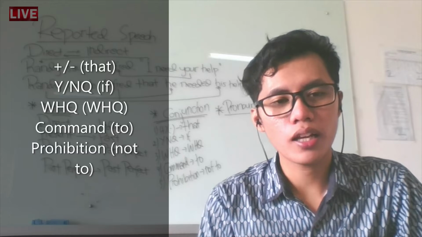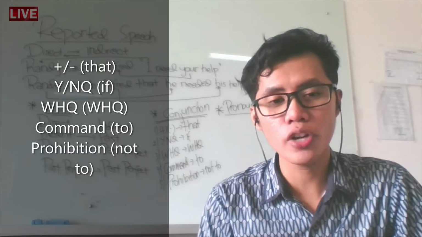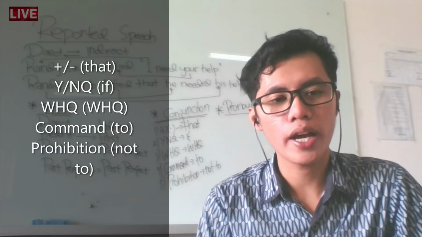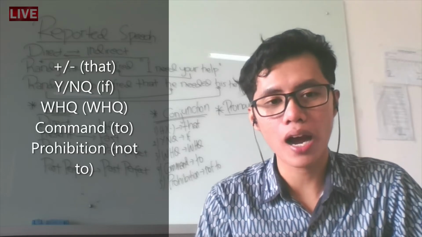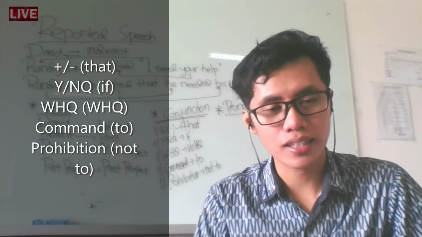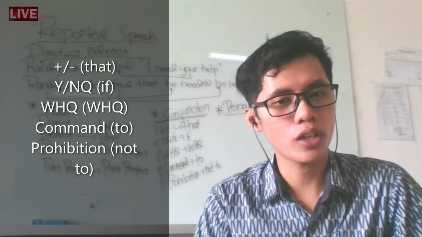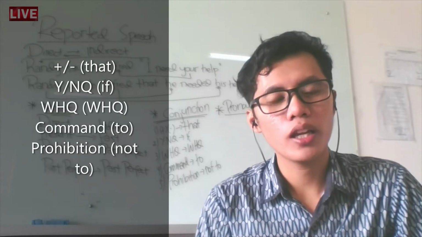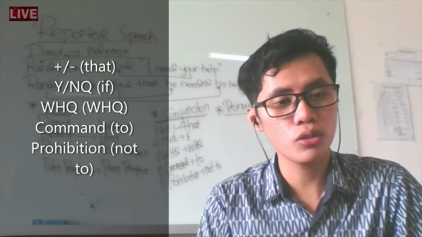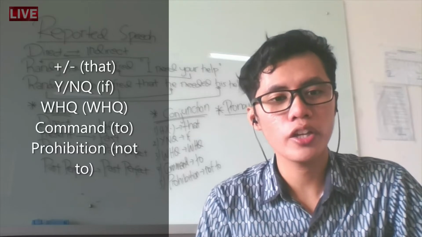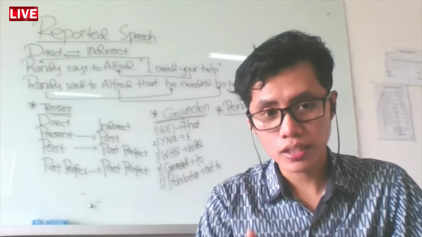Then if the sentence is in the WH questions, what, when, where, why, who, or how, you need to use that again as a conjunction, that WH question. And if it is a command, we need to use to. If it is a prohibition, we use not to.